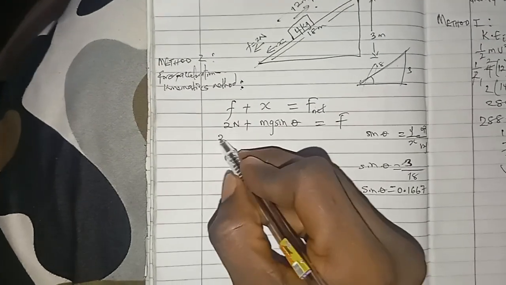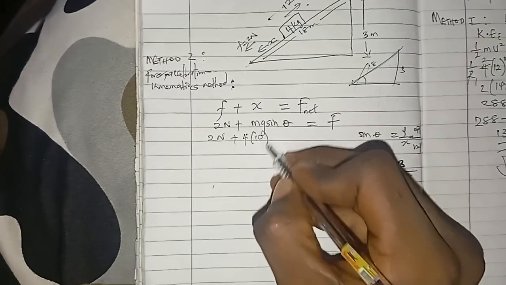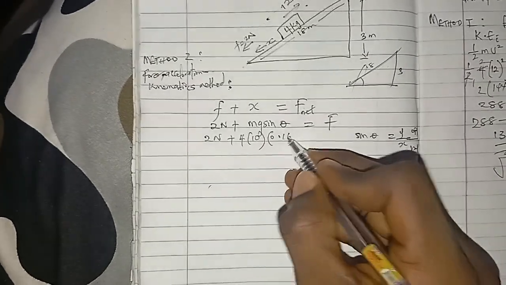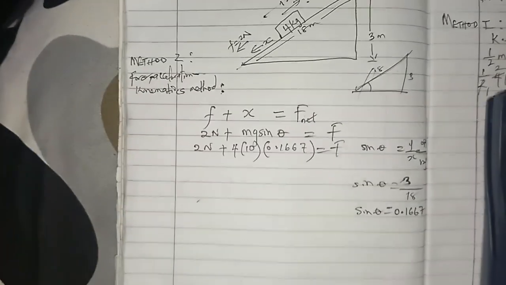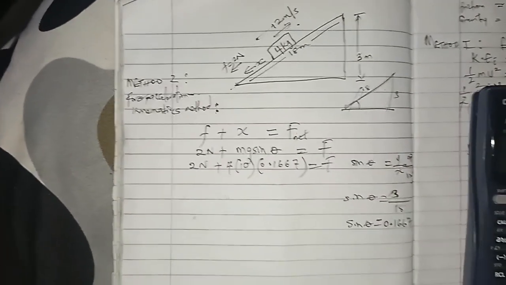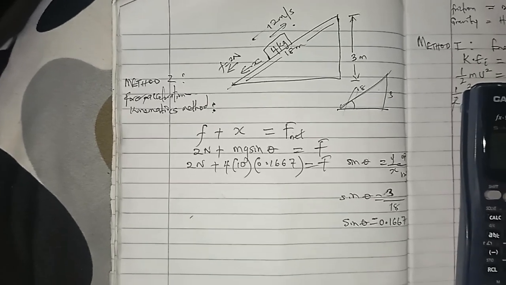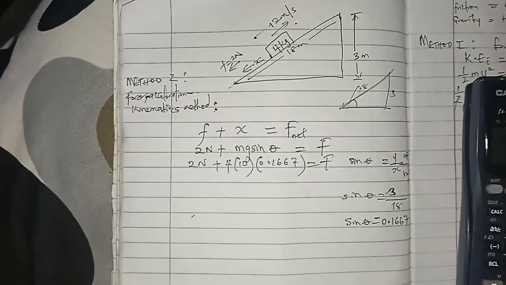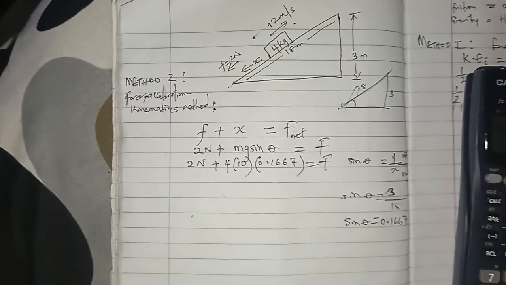So I'll just come here and do 2 Newton plus 4 for mass, 10 for gravity. Sine theta is simply 0.1667, equal to the total force. Let's punch that. Okay, sorry, let's do the times first: 4 times 10 times 0.1667.